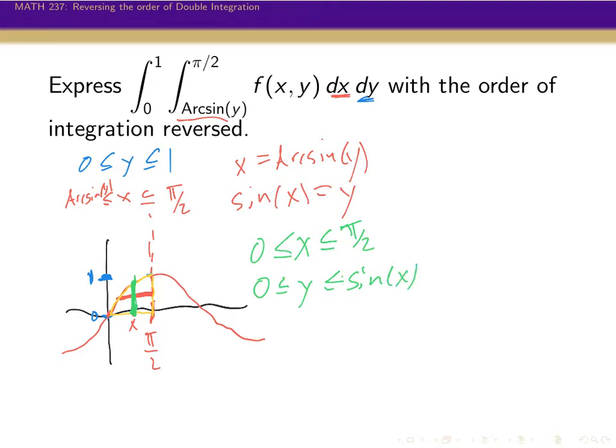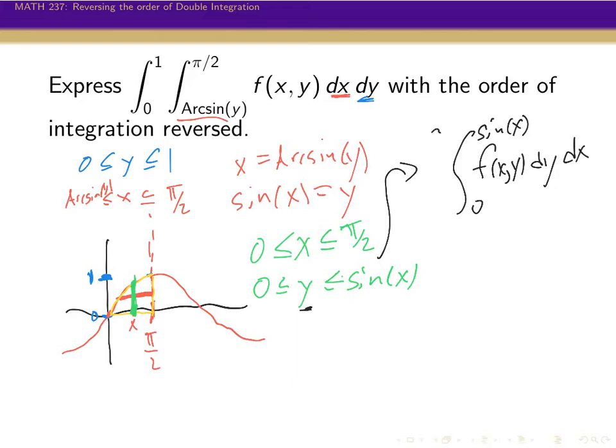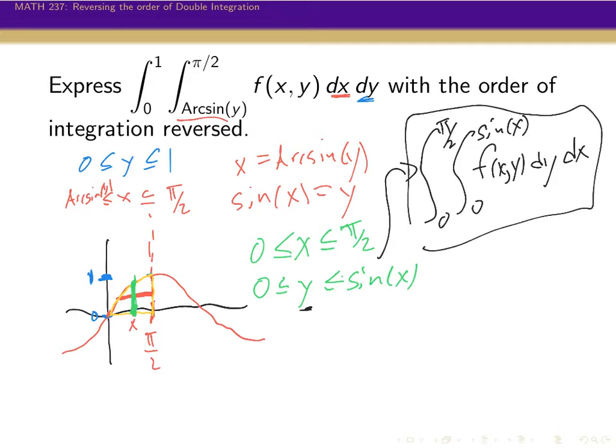Okay. And so let's rewrite the integral now. So our function doesn't change, but now we're integrating in terms of y first, and its bounds are 0 to sine of x, and then we're integrating in terms of x, from 0 to pi over 2. There's our integral.